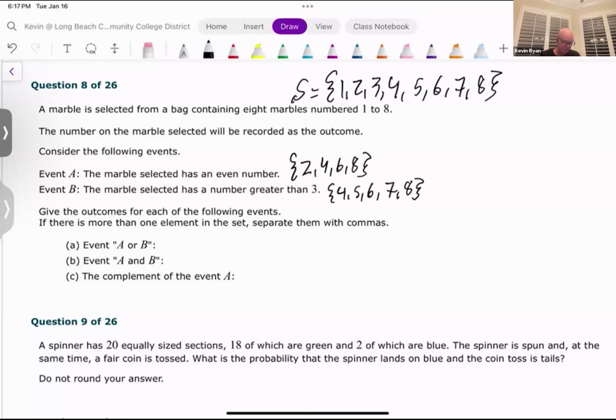So here are our two events. Right, it says event A or B. Now, or means that we are all inclusive. So that's going to be a list of 2, 4, 5, 6, 7, 8. This is the or scenario.